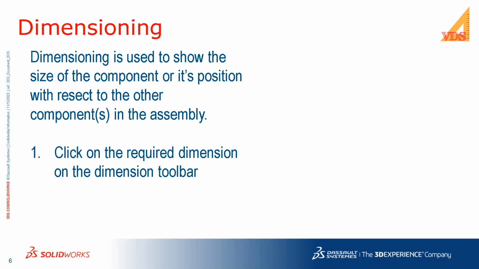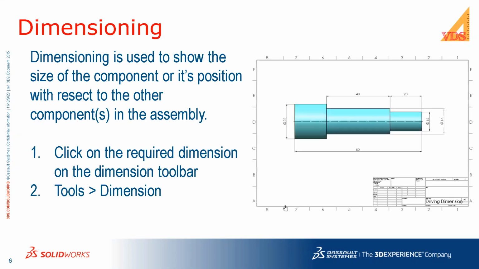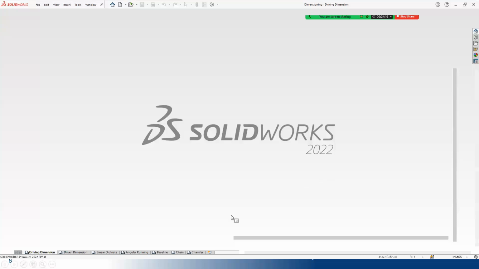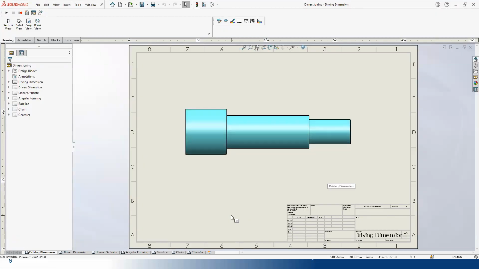Now, there are various types of dimensioning which are being used, so we will be covering some of them. Now, how to do dimension? We can click on the required dimension type on the dimension toolbar, or we can also go to tools, dimensions, and pick the required dimensions. So let's look at the different types of dimensioning. First we will be talking about the driving dimensions.